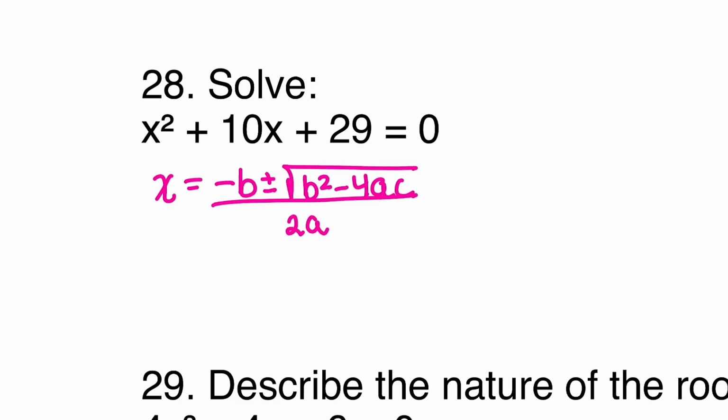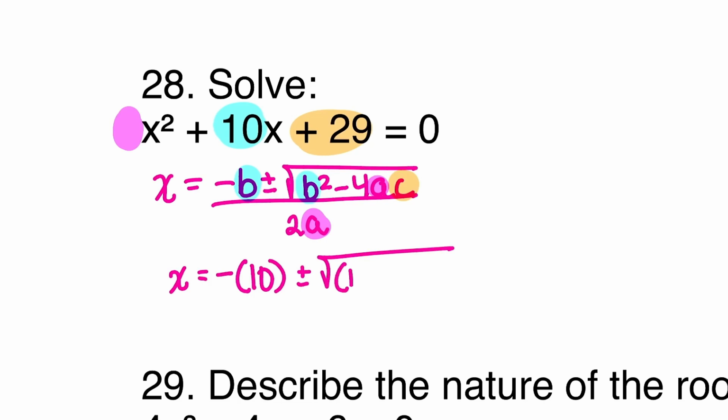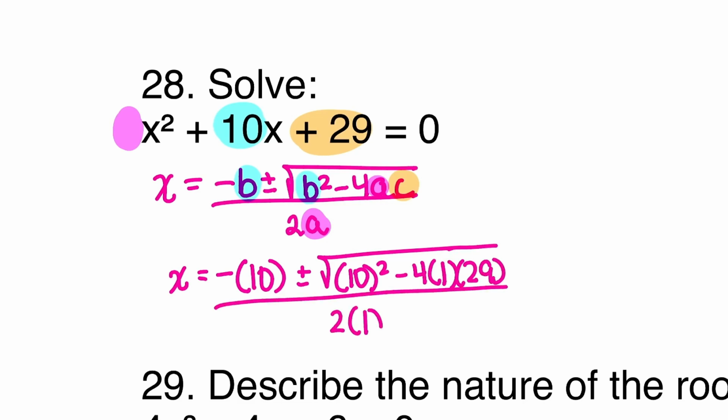Our b value is going to come from the number in front of x. The a value is the number in front of x squared. And lastly, our c value comes from our constant term. So the x value for the solution is going to be negative 10 plus or minus the square root of 10 squared minus 4 times 1 times 29. And that entire thing is over 2 times 1.